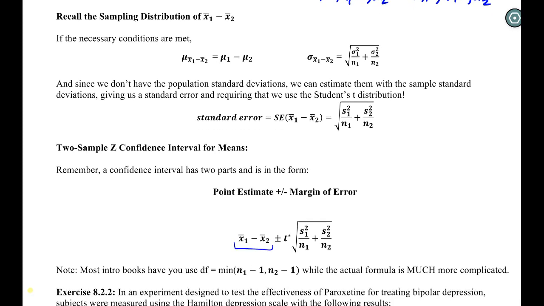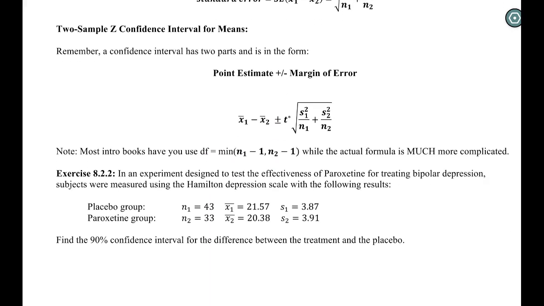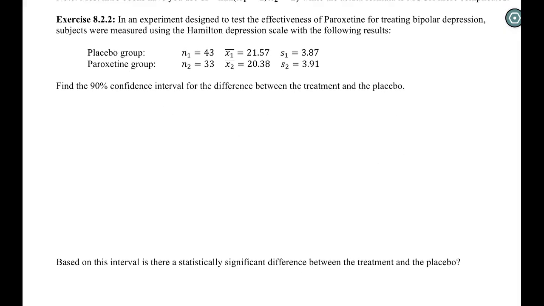And just like before, we are going to go ahead and just do this with technology, because again, they still have that same degree of freedom formula as a simple version, just using the minimum of our sample size minus 1, whichever sample has a smaller sample size. But the actual formula is another super complicated formula that we don't want to have to do. So we're going to stay away from that, and we're just going to use technology to do this formula for us.